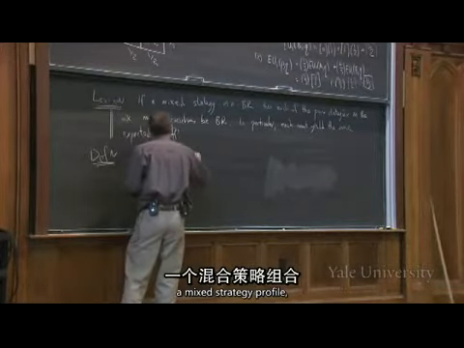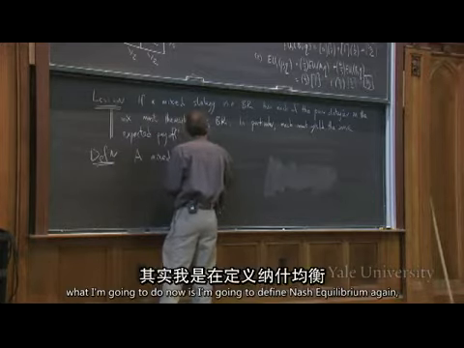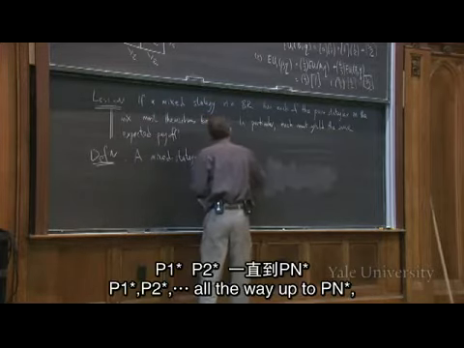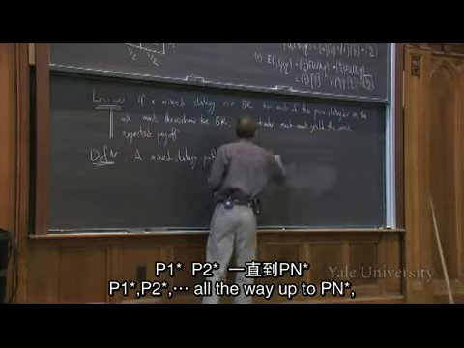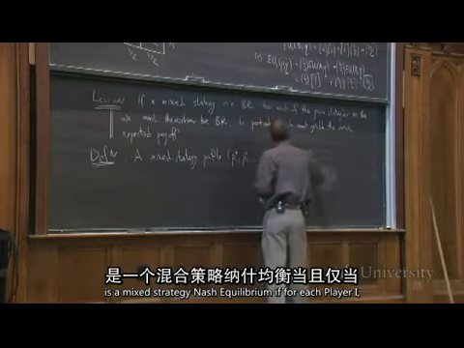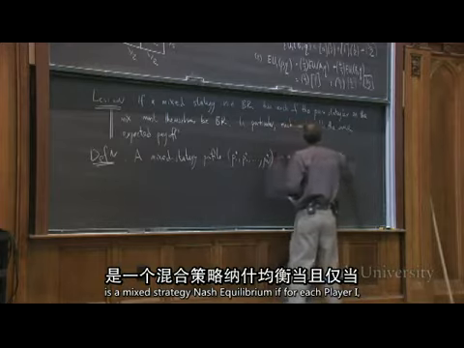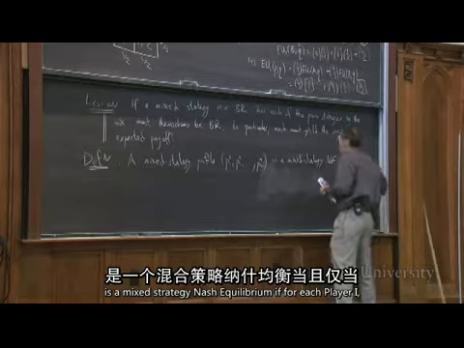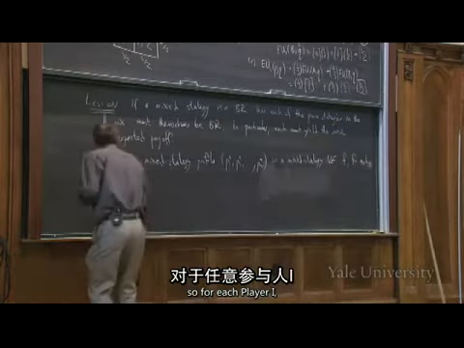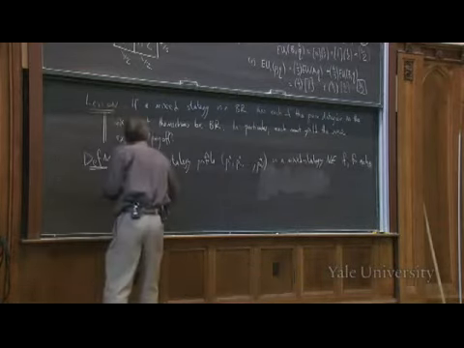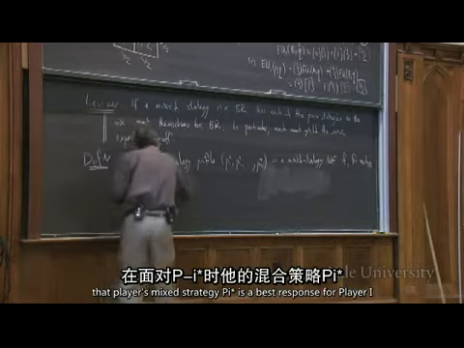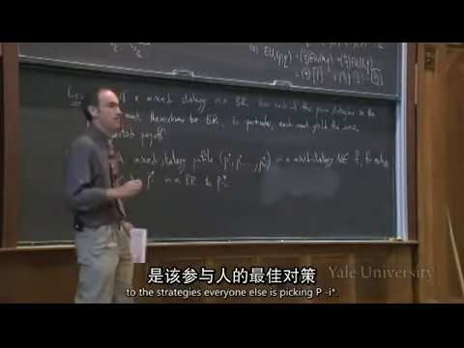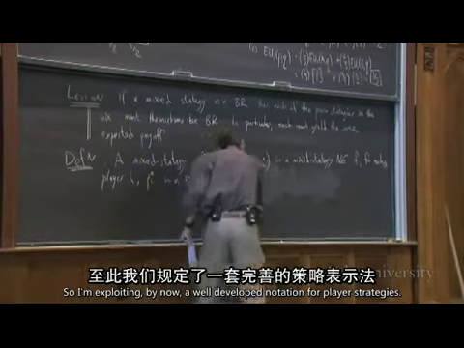A mixed-strategy profile. What I'm going to do now is define Nash equilibrium again, just so we have it on a note somewhere. So a mixed-strategy profile, P1 star, P2 star, all the way up to Pn star, is a mixed strategy Nash equilibrium if for each player i, that player's mixed strategy, Pi star, is a best response for player i to the strategies everyone else is picking, P minus i star. So I'm exploiting our, by now, well-developed notation for player strategies.